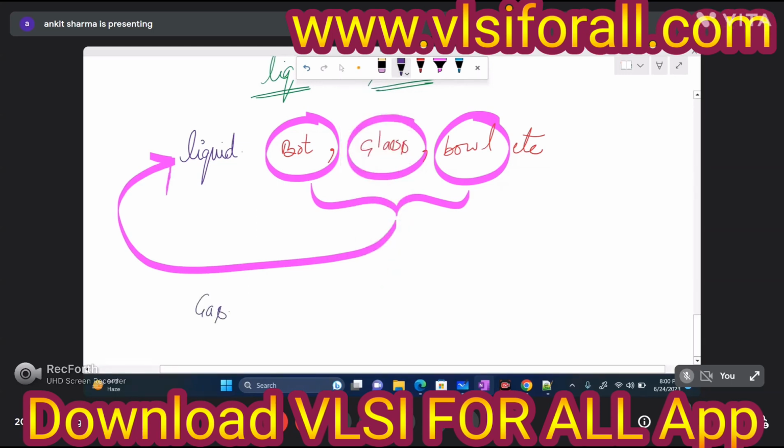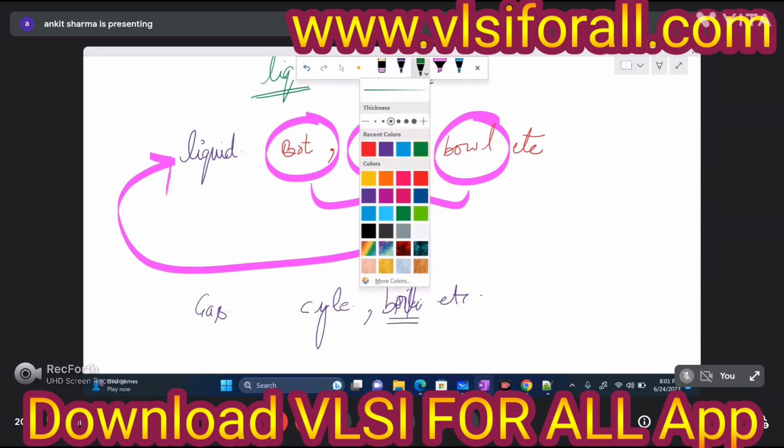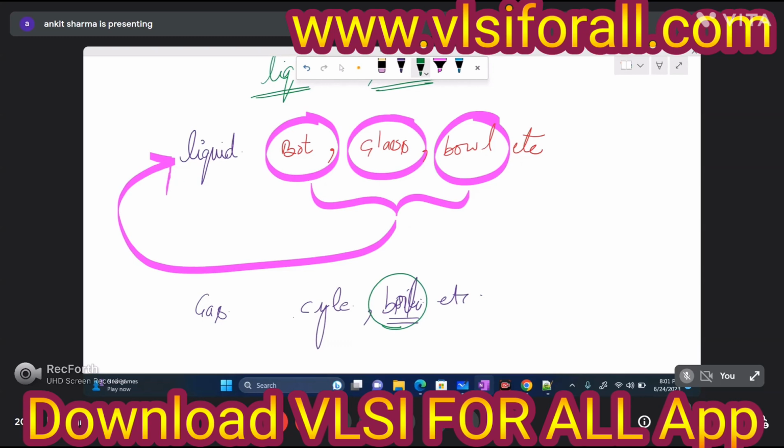And let us suppose I am writing here gas. So I can write here some cylinder, some pipe, etc. Or we can say cylinder and balloon we can write here, right? So balloon and cylinder are nothing but containers, and they can contain gas. So cylinder and balloon are containers which are of gas type.